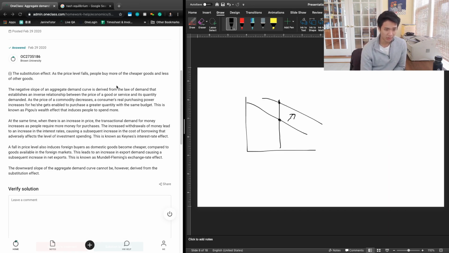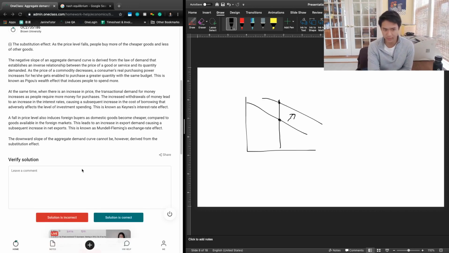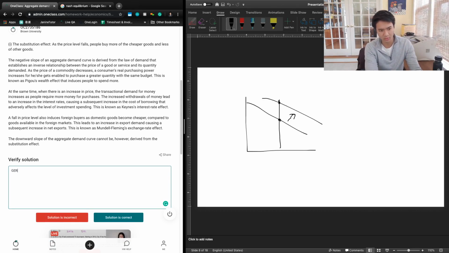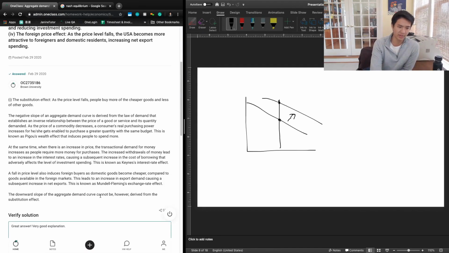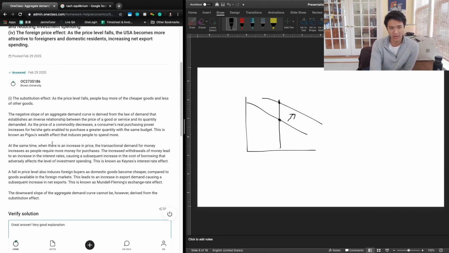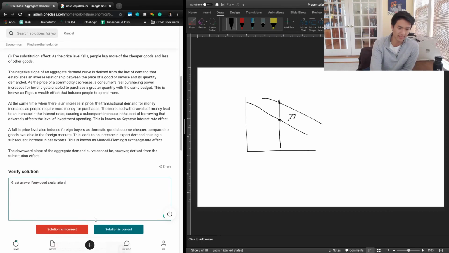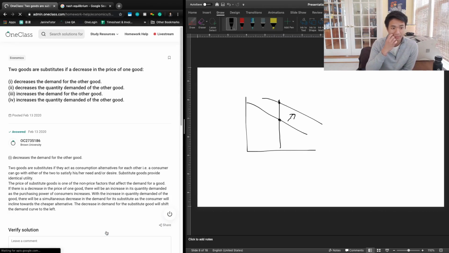A fall in price level also induces foreign buyers as domestic goods become cheaper compared to goods available in the foreign markets. This leads to an increase in export demand, causing a subsequent increase in net exports. This is known as Mundell-Fleming's exchange rate effect. That is all, these three are all good reasons. The downward sloping of the aggregate demand curve, however, cannot be derived from the substitution effect. So I think this is a great answer. Great answer. Very good explanation. And I think that perfectly covers all the explanations for why the other three answers are mechanisms by which aggregate demand is downward sloping and why substitution effect is not a mechanism.